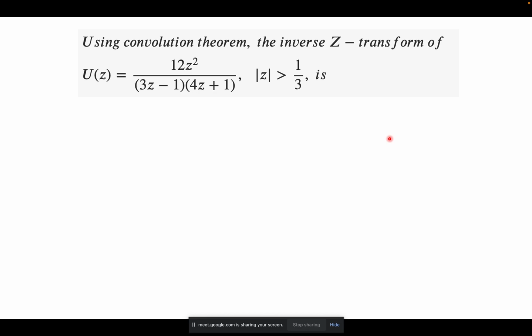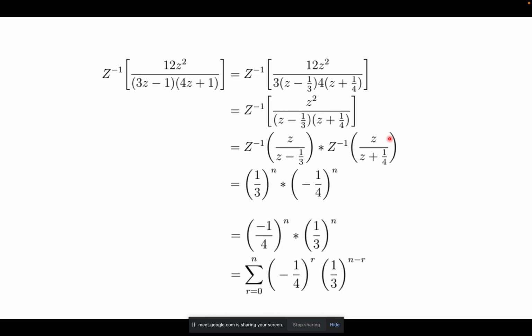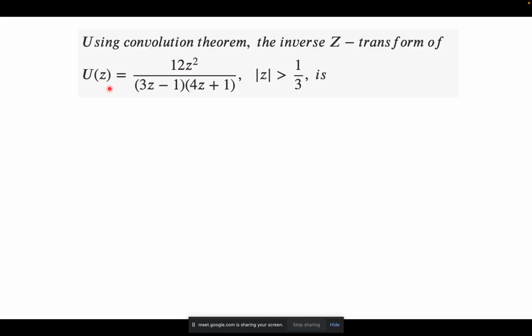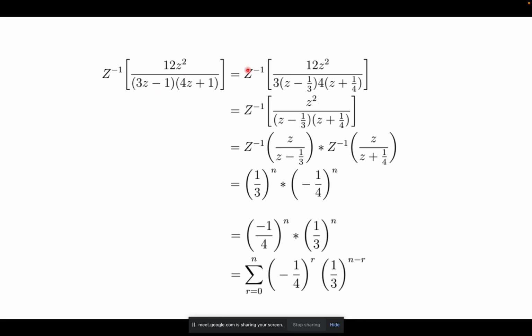Okay, so what to do in this problem? First you need to again take the inverse z transform of this complete capital U of z. So you can write it as 12z square, and then 3 you can take common, and then you can write it as 3 times z minus 1 by 3 times 4 times z plus 1 by 4, right? And then you can again rewrite it as, because you can cancel 12 and 12 in numerator and denominator, so you will get inverse z transform of z square upon z minus 1 by 3 times z plus 1 by 4, right?